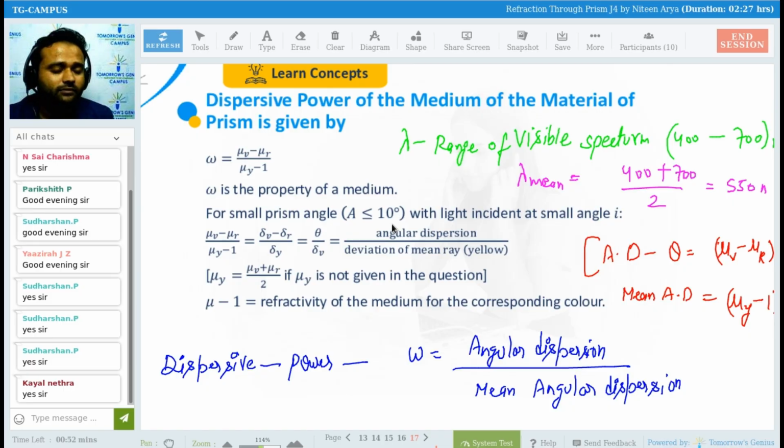Is this clear, beta, everyone? Tell me, is this clear or not? After that, the theory is going to be scattering and scattering properties.